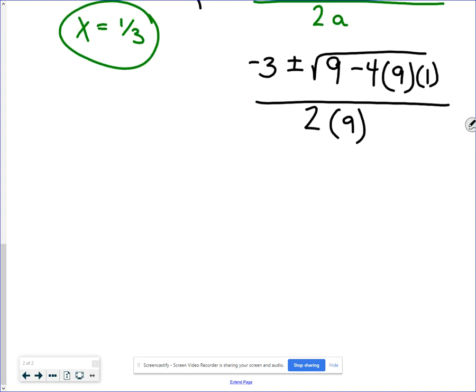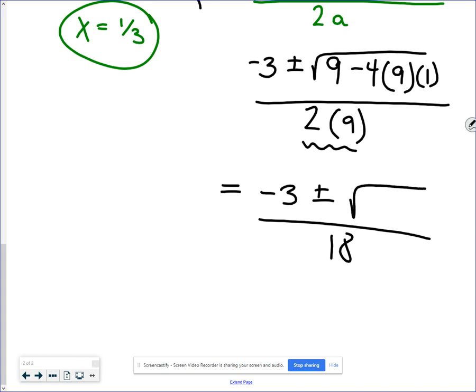So now, let's clean this up. We got negative 3. We got 2 times 9 is 18. So on the bottom we got 18. We got to figure out what's under the radical, the discriminant. So what do we have underneath the radical? We're going to do order of operations. According to order of operations, you're going to have to do your multiplication first. So we have 9 minus 4 times 9 is 36 times 1 is 36. So we got 9 minus 36. That's 27, right? Negative 27. So we get negative 27.